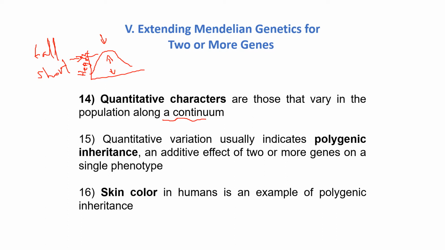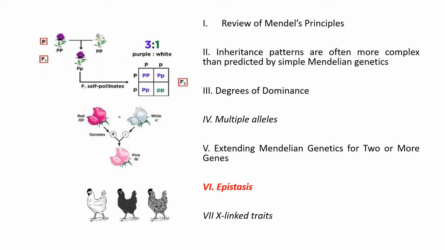Polygenic traits are usually measured as quantitative traits, in quantitative variation, and they seem to have an additive effect by more than one gene on one phenotype. One example is skin color. That is an example of a polygenic trait. In this section, we are not going to talk more about polygenic traits or pleiotropy. We are going to start moving into epistasis.